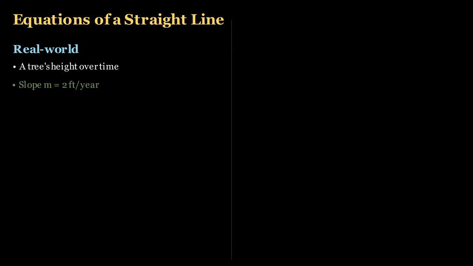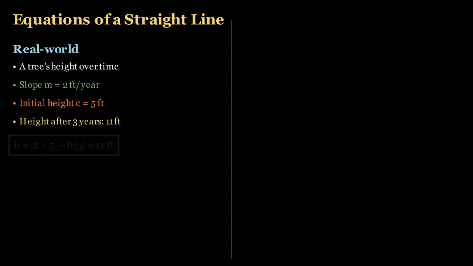Now, how tall will the tree be after 3 years? We just plug in 3 for the number of years. That's 2 times 3 plus 5, which is 6 plus 5, giving us 11 feet. The equation lets us predict the height for any year, and the same method works for any situation with a constant rate of change.